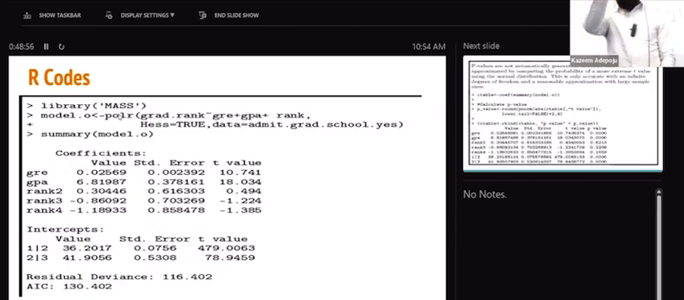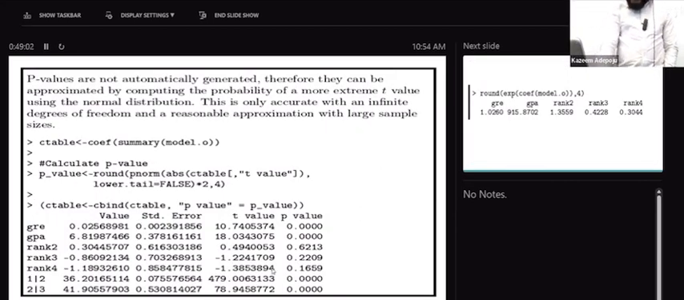I want you to take a look at what you see here. But what are we interested in? We can calculate the p-value through this. Look at what I said. P-values are not automatically generated. Therefore, they can be approximated by computing the probability of a more extreme t-value using the normal distribution.